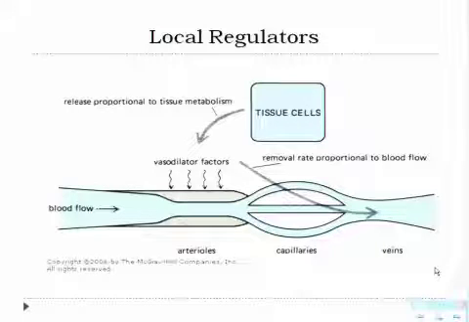Now, there are two things that are important in this example. One is that this concept simply believes, which is not necessarily true, that the cells themselves are the ones that are responsible for this autoregulation.